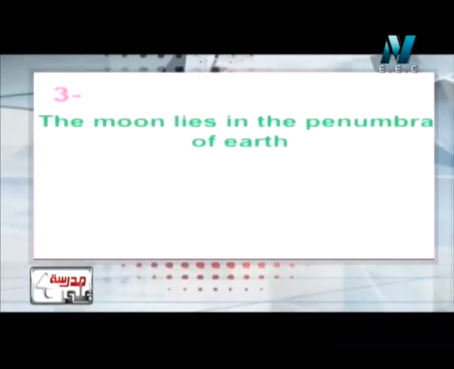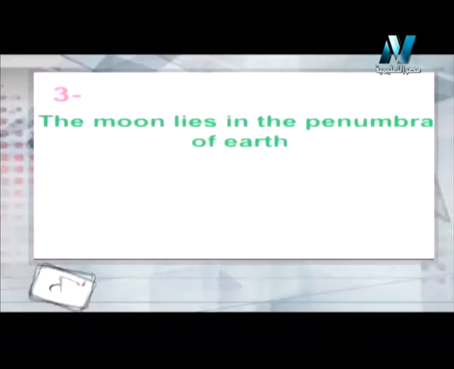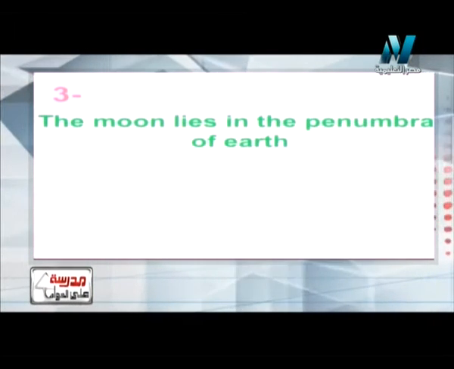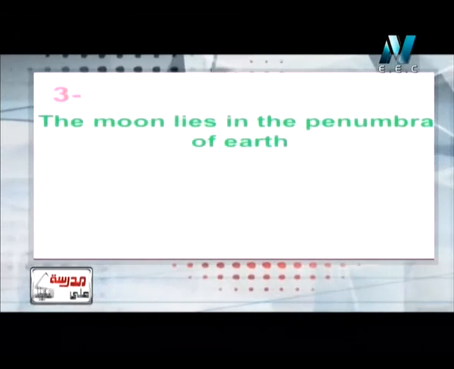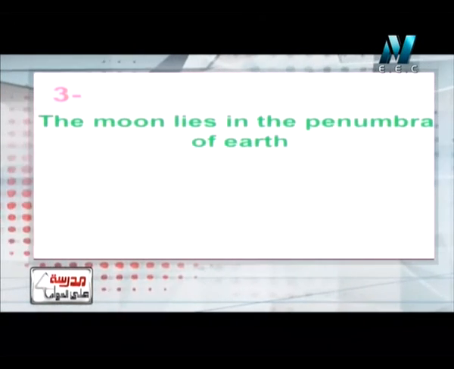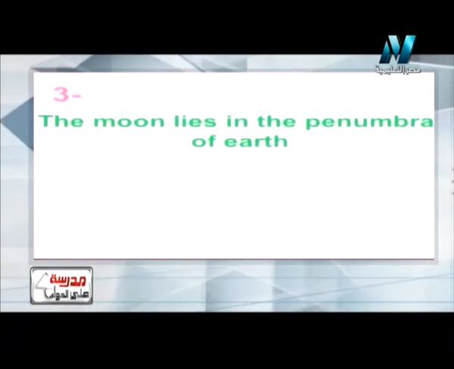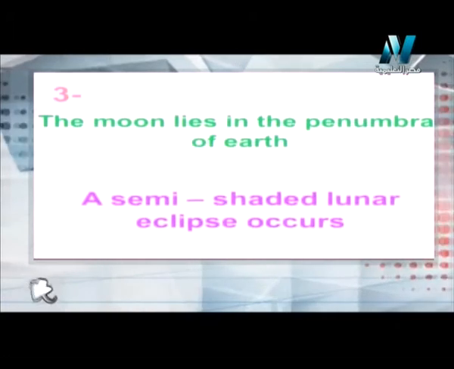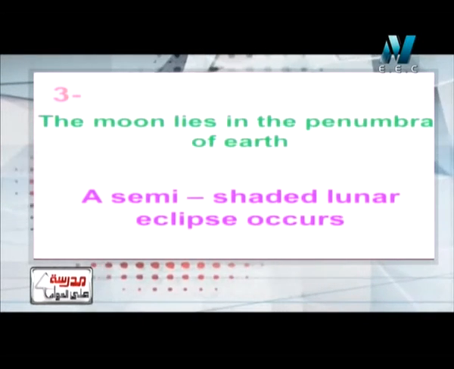Let's return to the questions we studied in the second term, or second semester. Another question. What happens if the moon lies in the penumbra of the earth? We know that if the moon lies in the umbra, there will be a total lunar eclipse. If only a part of the moon is in the umbra and the other part in the penumbra, it will be a partial lunar eclipse. But if the moon lies in the penumbra of the earth, it will be a special type of eclipse called a semi-shaded lunar eclipse, in which we can see the moon, but without shining light.